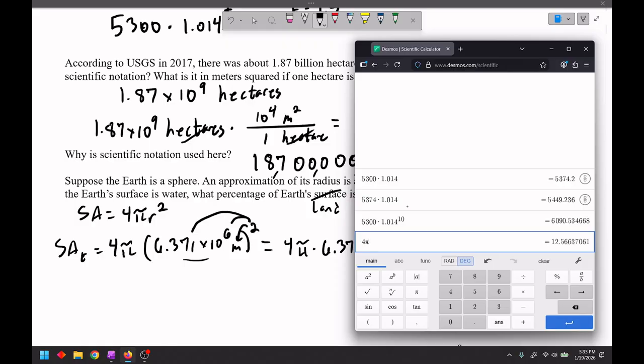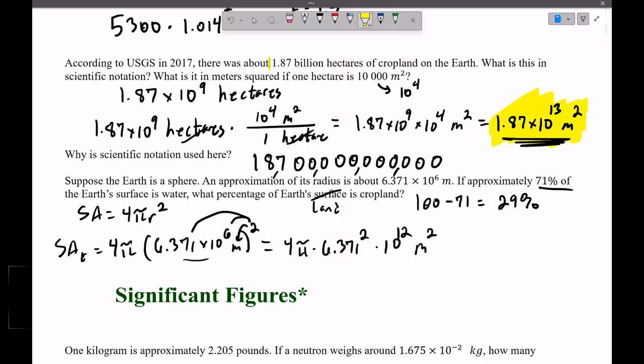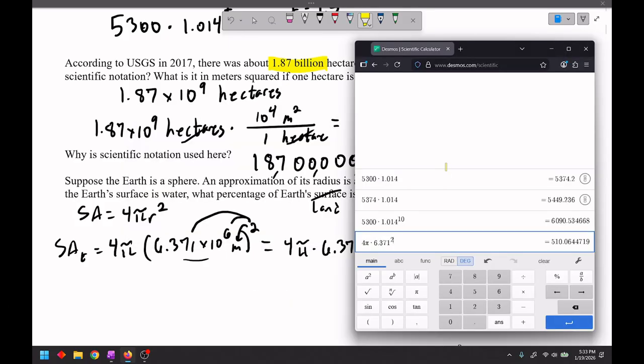4 and pi, and Desmos makes the pi symbol. 6.371, and that is squared. We get 510.06. I'm just going to leave it as 510. There's only three decimal places in this 1.87 billion. Even though we have 4 here, it's going to be only 3 in the end, and it's just an approximation anyway. So that's why I'm only using 3 significant figures.